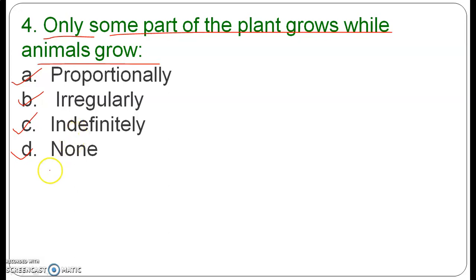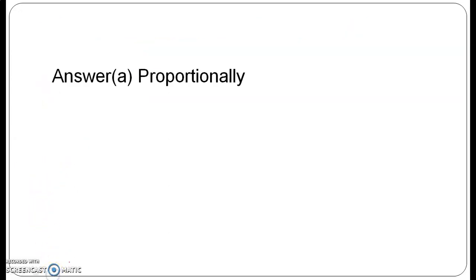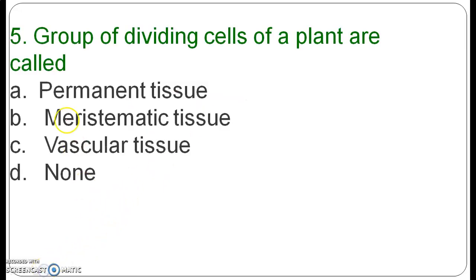So the correct answer for this question is option A, that is proportionally. Okay, moving forward, we have question 5. Group of dividing cells of plant are called, and your options are A, permanent tissue, B, meristematic tissue, C, vascular tissue, and D, none.